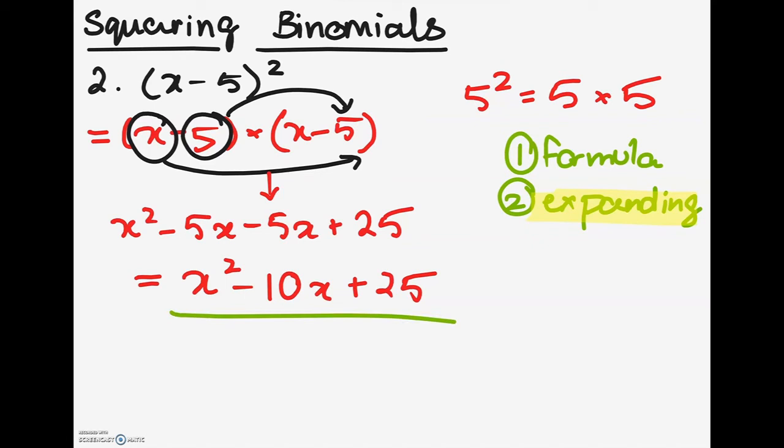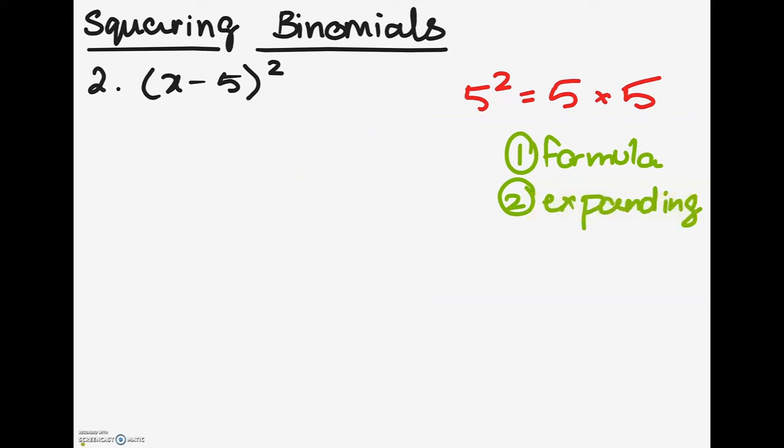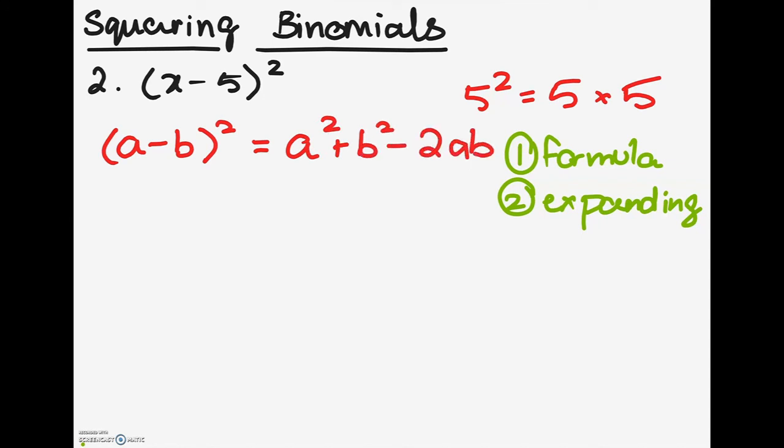Now let's do this using the formula. So now we're going to be using the formula. As I stated before, the formula is a plus b squared equals a squared plus b squared plus 2ab. Now, as you can tell, we're going to be doing x minus 5, and there's a slightly different formula for this. It's going to be a minus b squared equals a squared plus b squared, except we're going to have minus 2ab instead of plus 2ab.